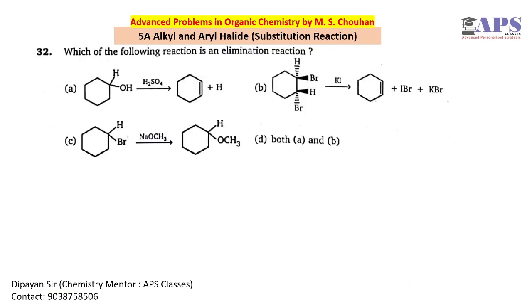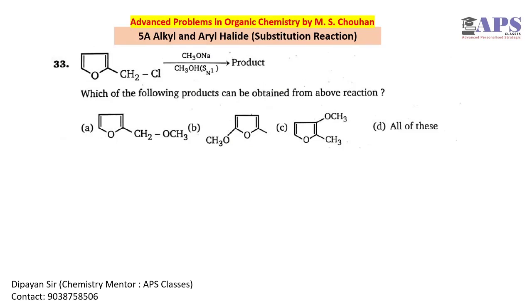So next question number 32. Which of the following reaction is an elimination reaction? This is a chapter of substitution reaction, so this question should not be present here. So if we add H2SO4, we have an elimination reaction. Again, if we have KI, we have another elimination reaction. So both A and B are the correct options. The reaction mechanism and all the other things we will discuss in the elimination reaction chapter, not in this chapter. So this question is not proper for this substitution reaction chapter. This is proper for the elimination reaction.